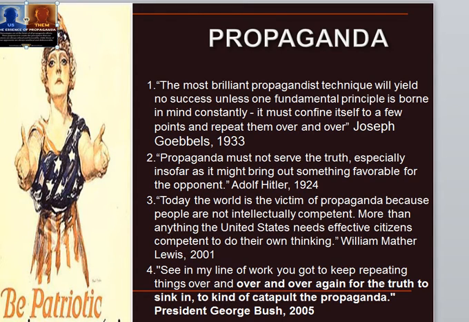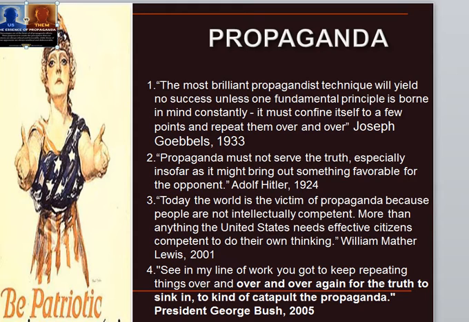So, examples of some observations about propaganda. The most brilliant propagandist technique will yield no success unless one fundamental principle is borne in mind constantly. It must confine itself to a few points and repeat them over and over again. Joseph Goebbels, 1933. This was the guy in charge of the propaganda machine for the Nazis during World War II. Propaganda must not serve the truth, especially insofar as it might bring something favorable for its opponent. Adolf Hitler, 1924.